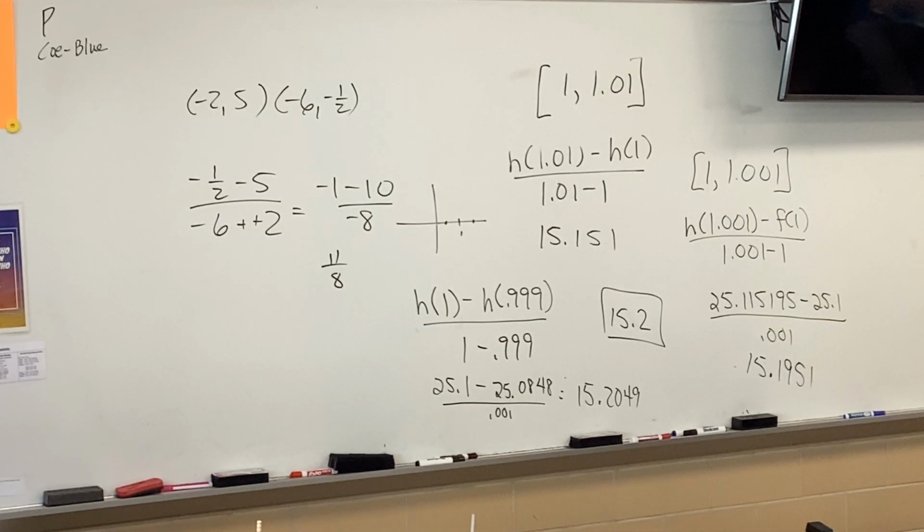Alright, next page. Connecting rates of change with the graph. If the rate of change is positive, the graph is increasing. Negative means we're decreasing. Going up, going down. If the rate of change is increasing, then we're concave up. Rate of change decreasing, we are concave down.